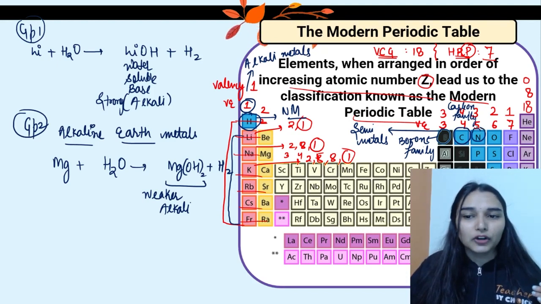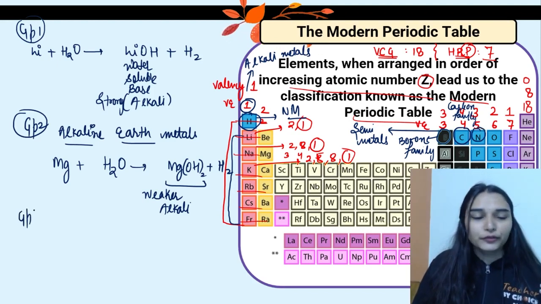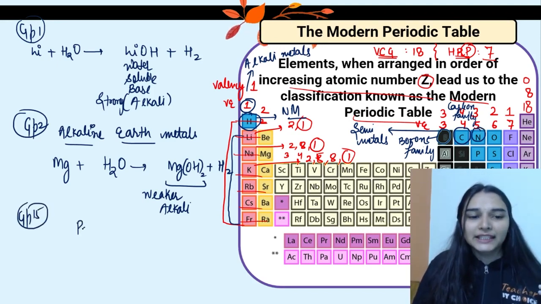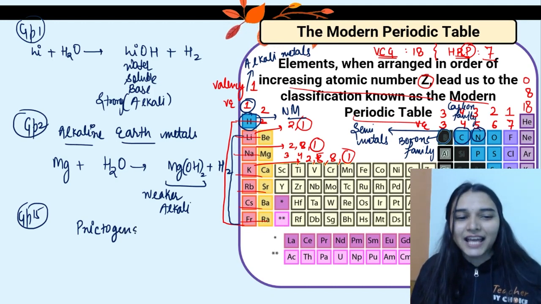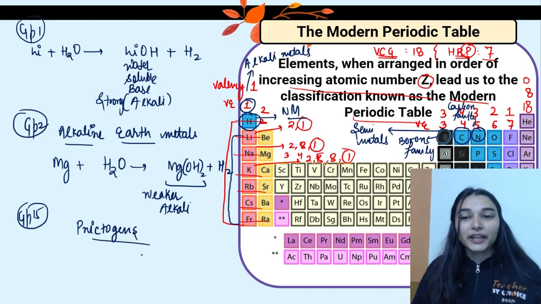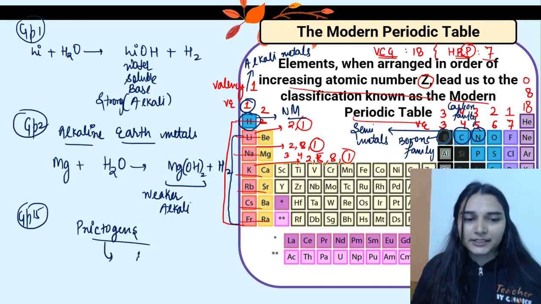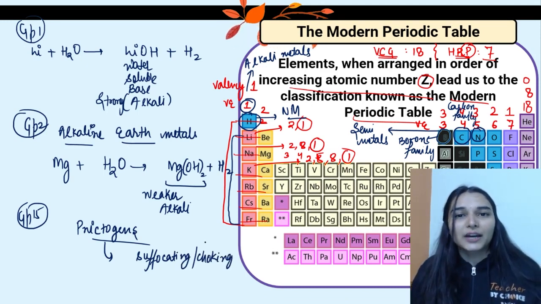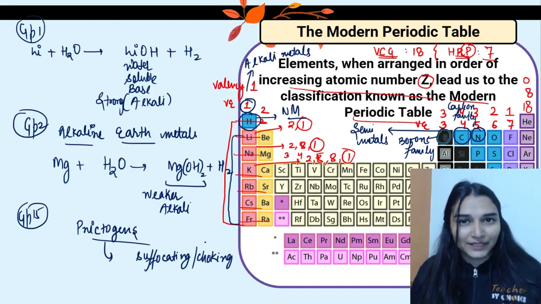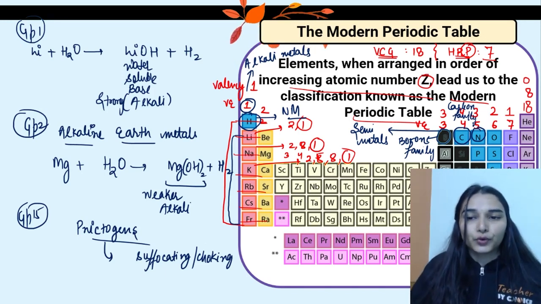Then you have your group 15 elements. Group 15, the nitrogen family, is known as pnictogens. The spelling is P N I C T O G E N S, where the P is silent. Pnictogens means suffocating. So they have a very suffocating odor, a choking smell. You can say choking or suffocating, and they are like nitrogen, phosphorus. You cannot come in contact with them directly for a longer period of time. So they have a choking odor.